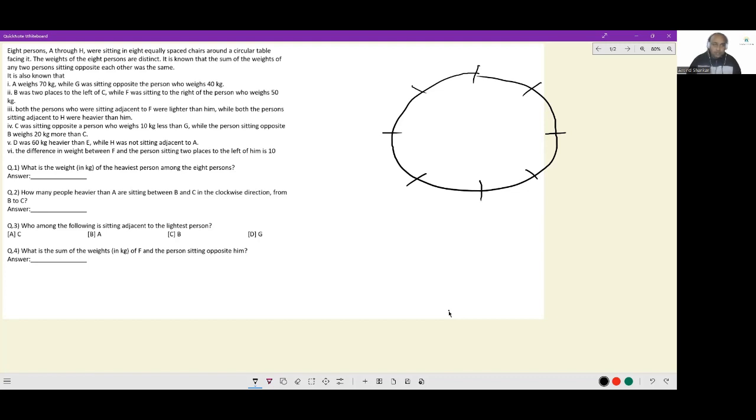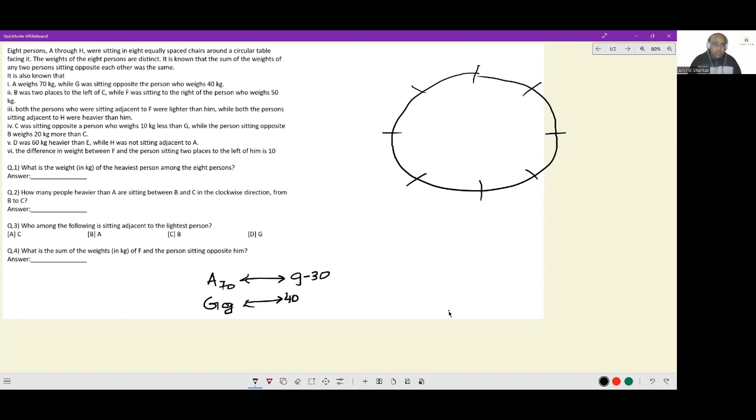A weighs 70 kg while G was sitting opposite the person who weighs 40 kg. So A is 70 and G was sitting opposite a person who weighs 40 kg. So if I take weight of G as G kg only, the sum of weights of the two people opposite each other, which is identical in every case, should be G plus 40. So opposite to A, we will have somebody who is G minus 30.